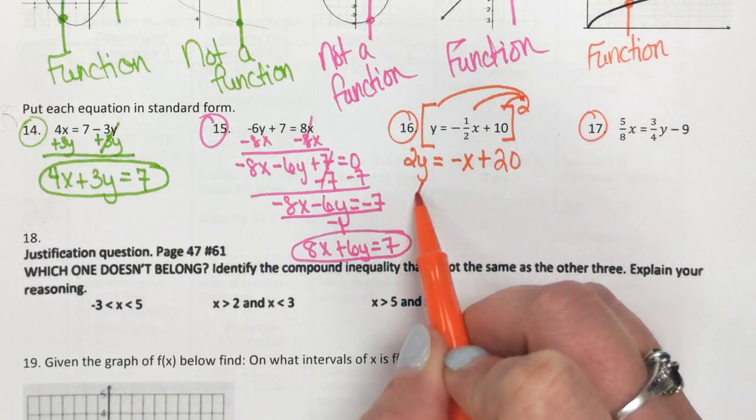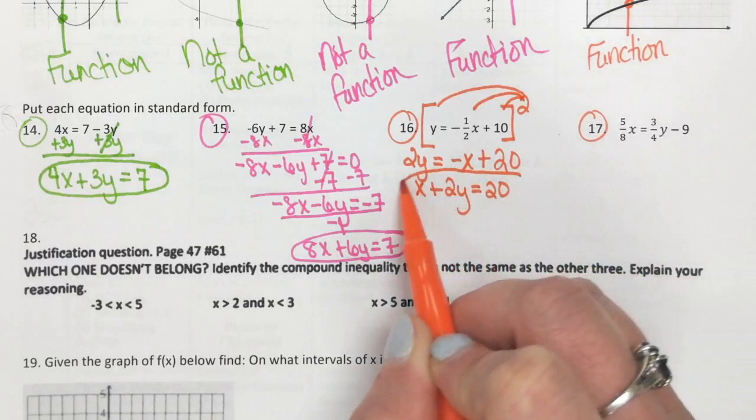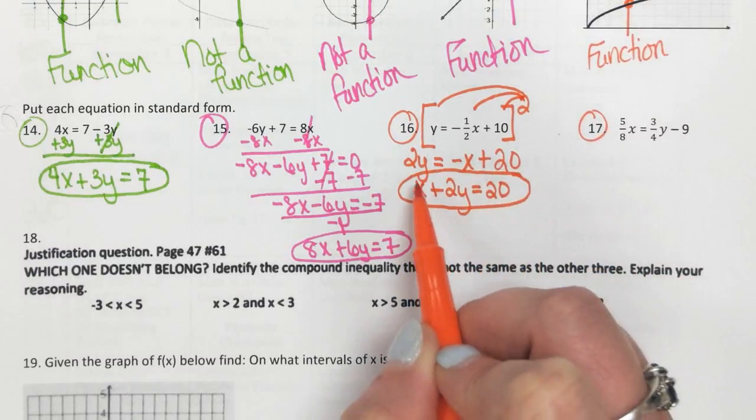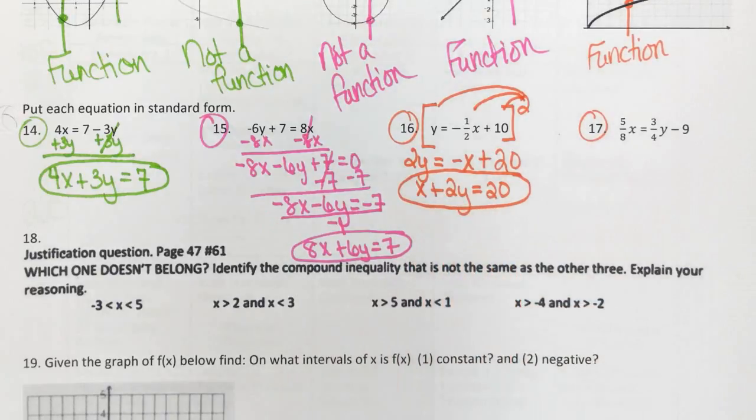There you go. So you get x plus 2y equals 20. Do not divide that by 2 because this is a 1. 1, 2, and 20. The only number that goes into them is 1. Are y'all okay? All right, now watch this.